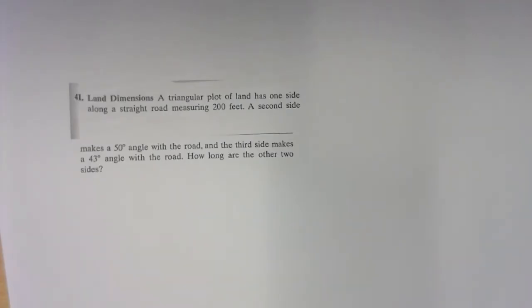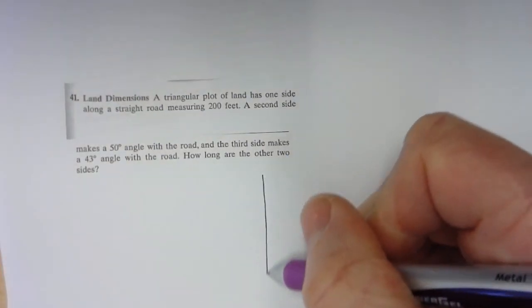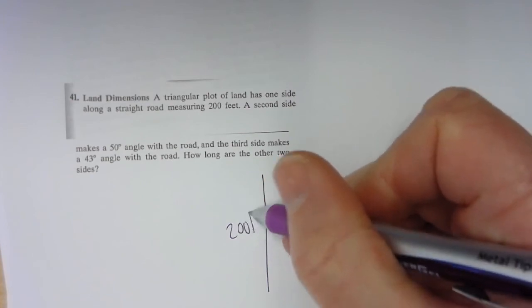Okay, this would be a good one for you to try. Number 41, triangular plot of land. I'm going to help you draw the picture, and then you can try it and make sure you get the right answer. So the triangular plot of land has one side along a straight road measuring 200 feet. So here's the straight road, 200 feet.